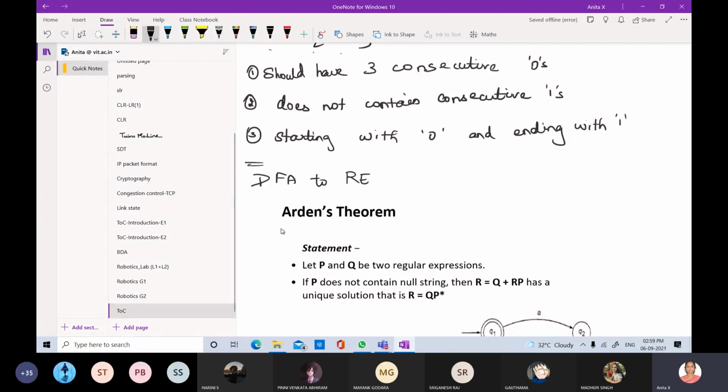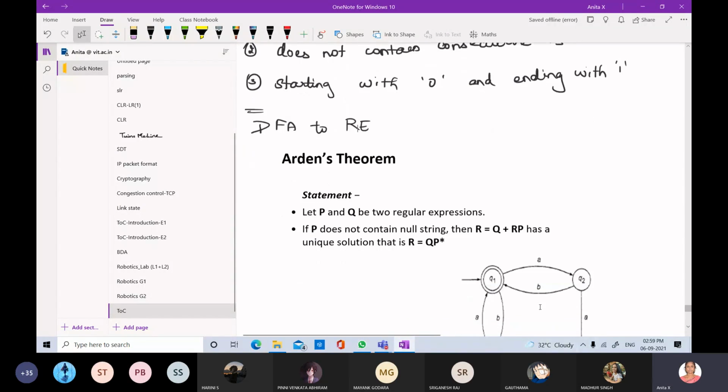How we can proceed with converting the deterministic finite automata to a regular expression, that is by means of Arden's theorem, right? So we are going to deal with Arden's theorem. Using this theorem, we are going to proceed with converting the deterministic finite automata to a regular expression. All right. So here, please make a note of this statement. The proof is not required at this point of time. Just make a note of it, right?